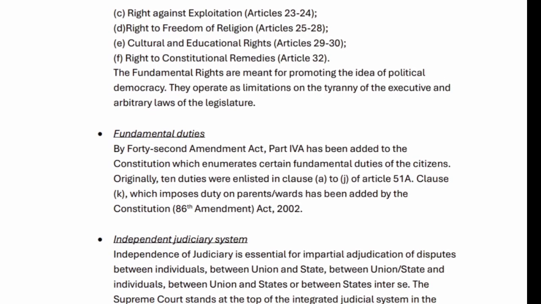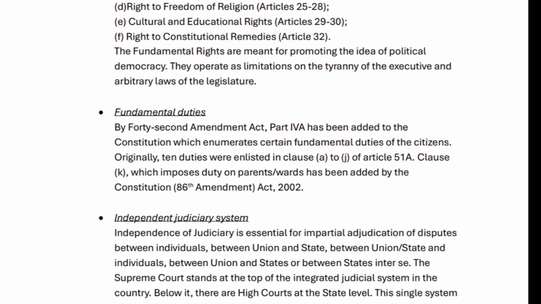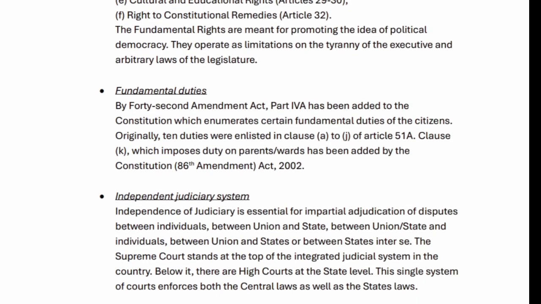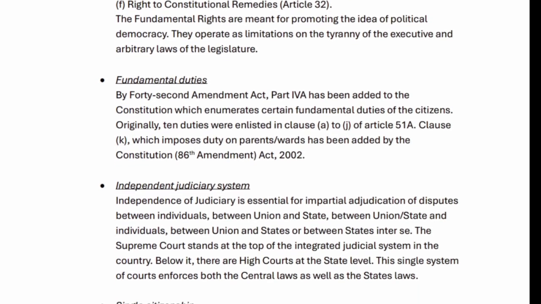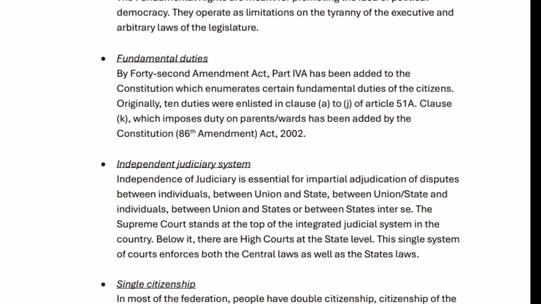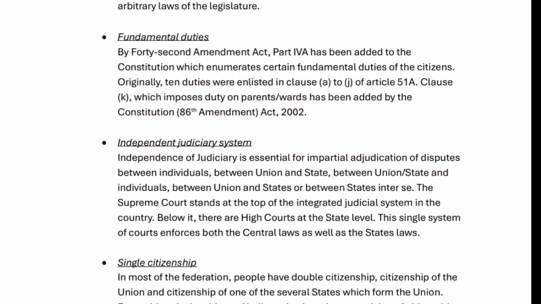The fundamental rights are meant for promoting the idea of political democracy. They operate as limitations on the tyranny of the executive and arbitrary laws of the legislature. Fundamental duties. By the 42nd Amendment Act, Part 4A has been added to the Constitution, which enumerates certain fundamental duties of the citizens. Originally, 10 duties were enlisted in Clauses (a) to (j) of Article 51A. Clause (k), which imposes a duty on parents and wards, has been added by the Constitution 86th Amendment Act, 2002.